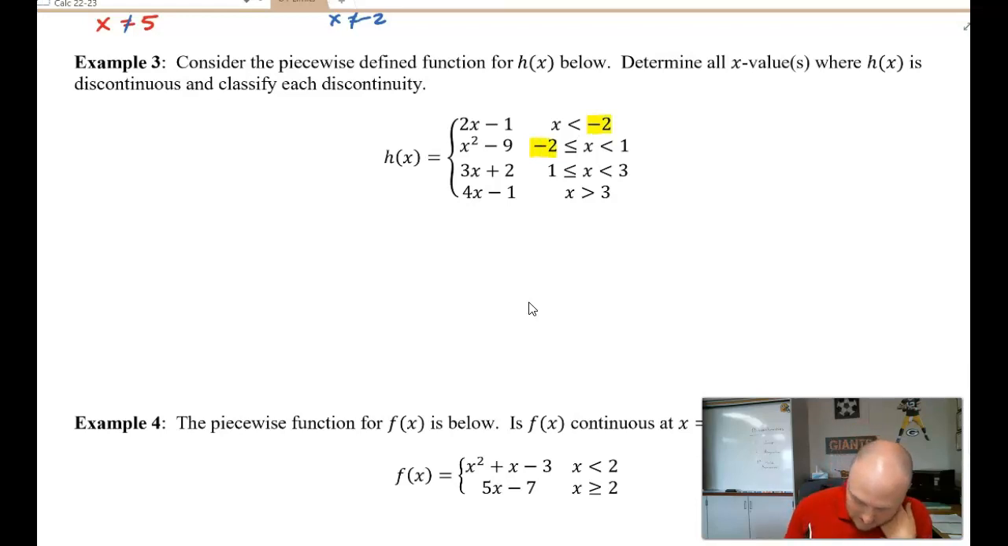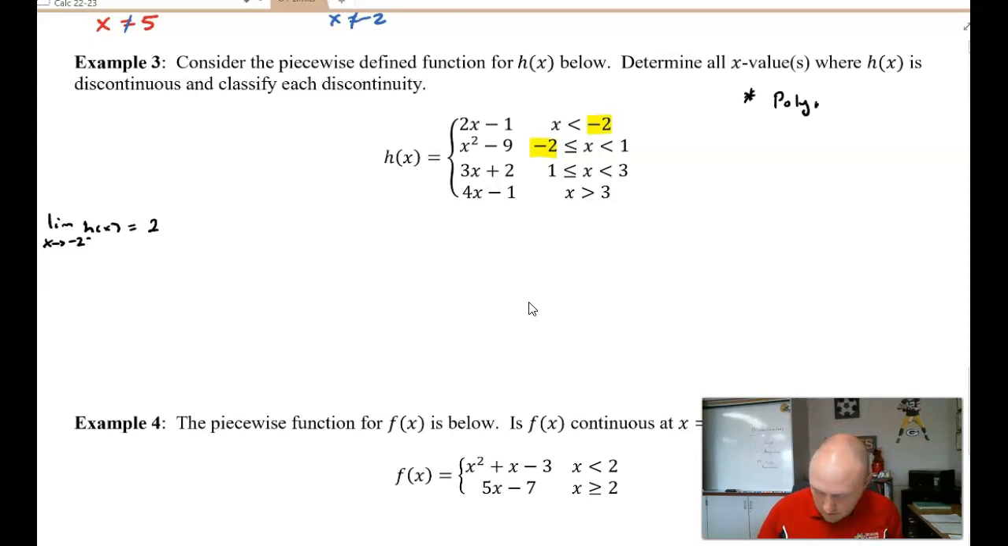So what I'm going to do is ask: what is the limit of h of x as x approaches -2? Let's do the left side, that first piece, so that's 2x minus 1. All I'm going to do is plug this in. I know 2x minus 1 is continuous. Add this little note: polynomials are continuous everywhere.